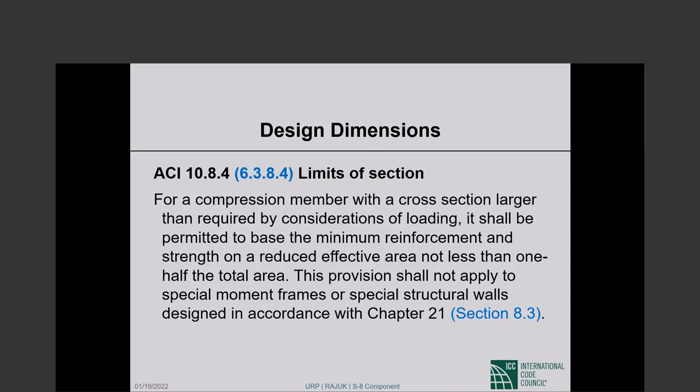Now this was 2008. These days we do not allow the 1% to go down to 0.5% even in a column that is not part of the seismic force resisting system if the building is in a high seismic design category. Okay, that part we will discuss when we go to the seismic modules, but very importantly, minimum reinforcement ratio is 1%, but for columns that are larger than needed for loads, we can go down to 0.5% reinforcement. Okay.